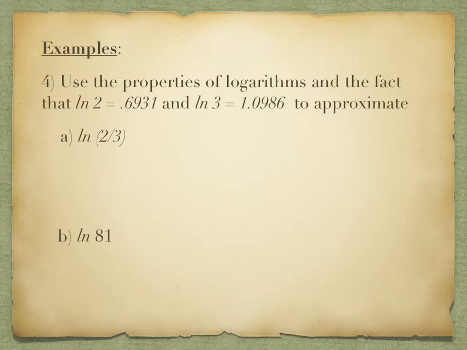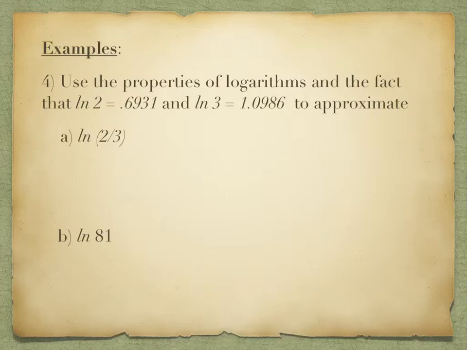Sometimes, and this particularly happens on standardized tests, for some of the tests that some of you might end up taking, you might end up seeing something like this. This is a natural log. They give you the values of the natural log of 2 and the natural log of 3. So they're not asking you to use your calculator here to find those values. They're just giving them to you, correct at least to 4 decimal points. And they want you to find the natural log of 2/3.